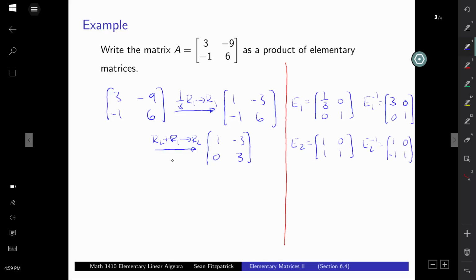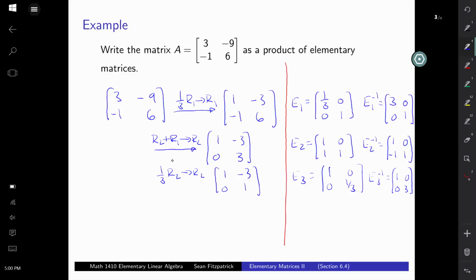Okay. What's next? Next up, I've got to do 1/3 row 2 becomes row 2. That gives 1 minus 3, 0 1. So E3 is 1, 0, 0, 1/3. The inverse, instead of dividing by 3, I multiply by 3.